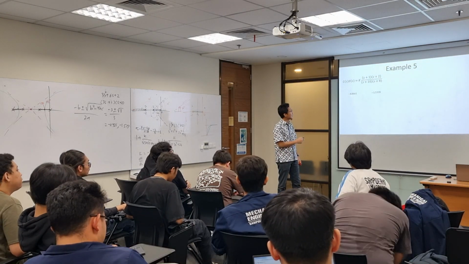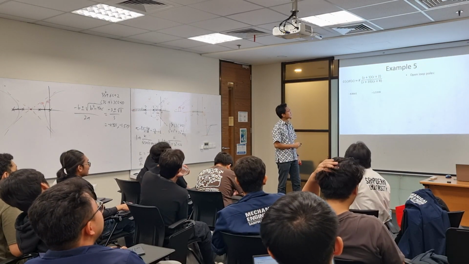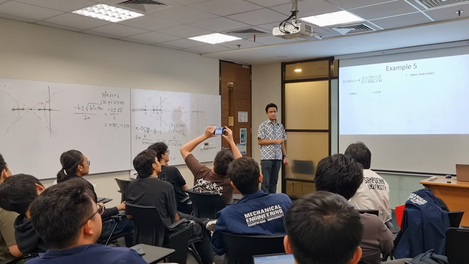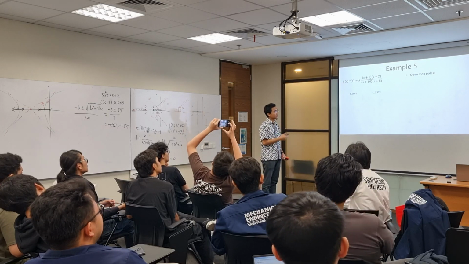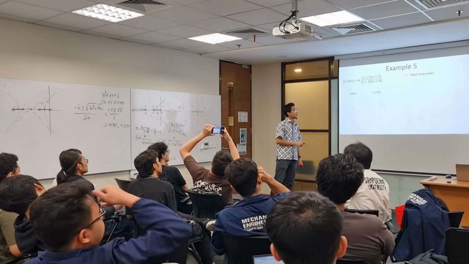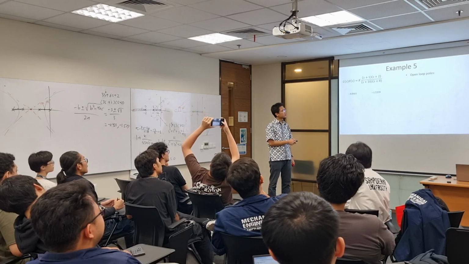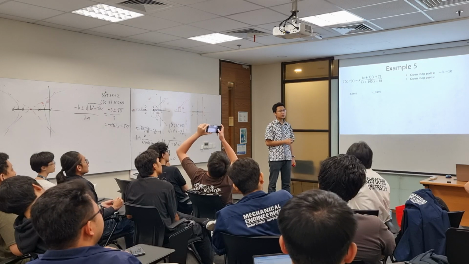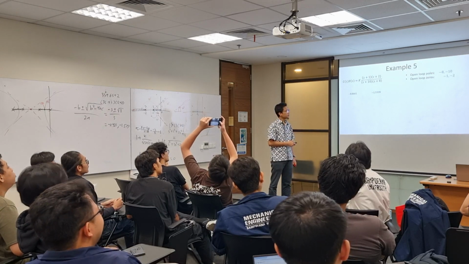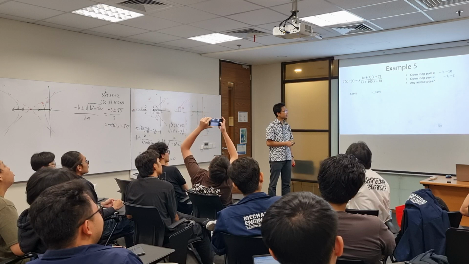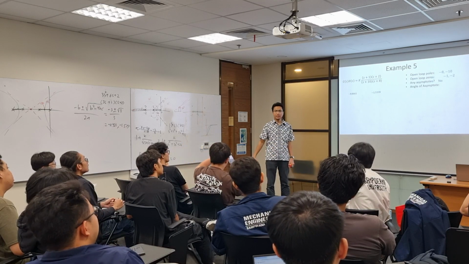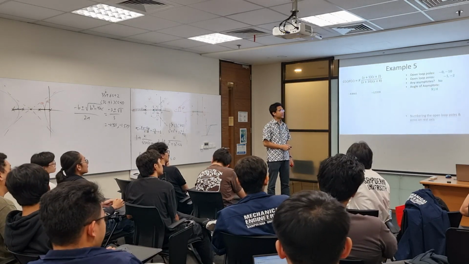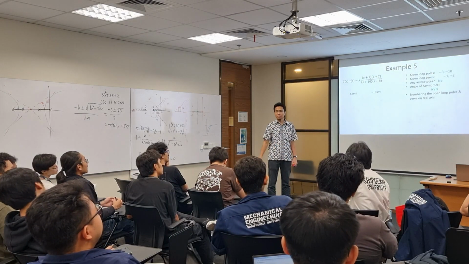In this case, example number 5, this is interesting because we have 2 poles and 2 zeros. Open loop poles. Open loop zeros. Angle of asymptote. Numbering open loop poles.